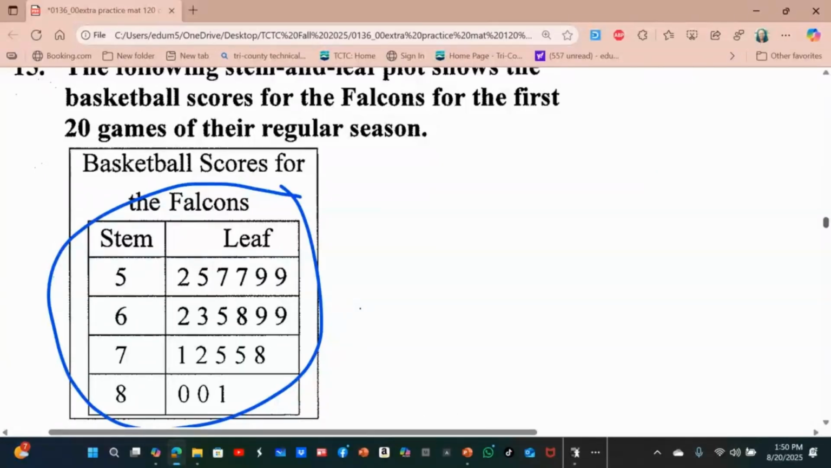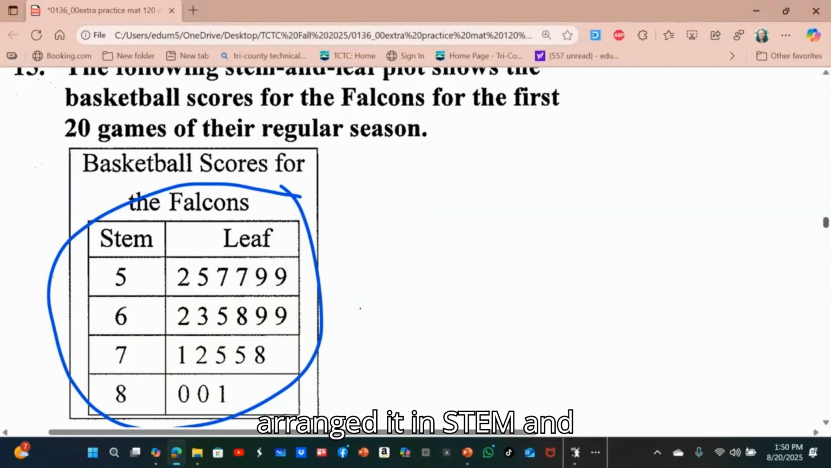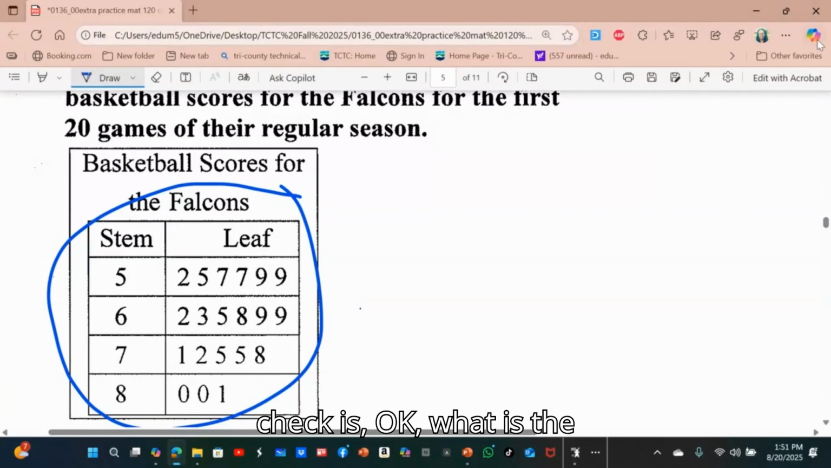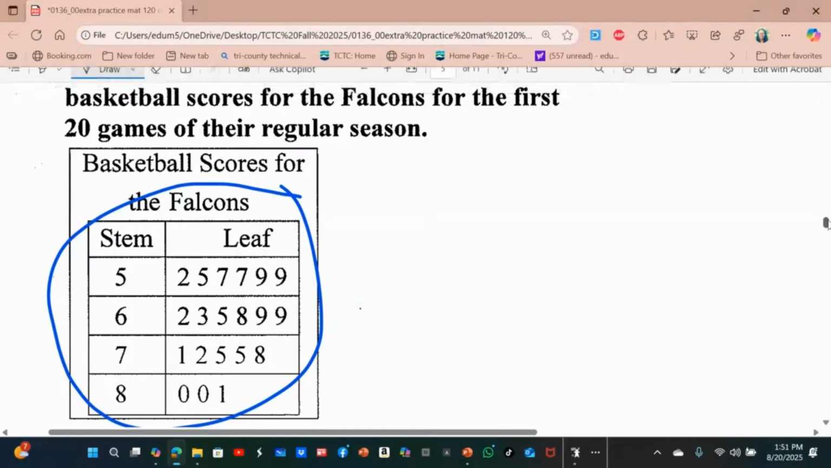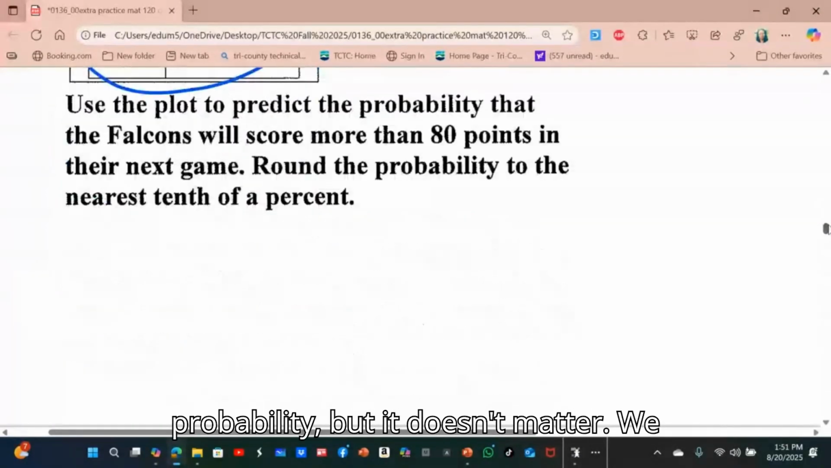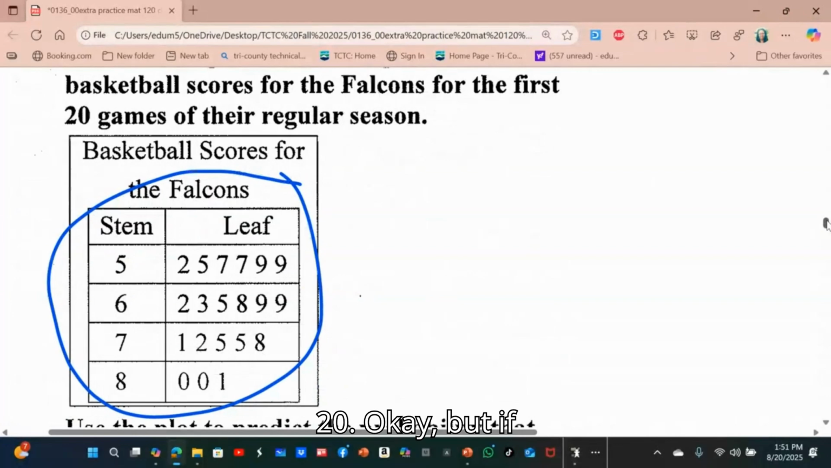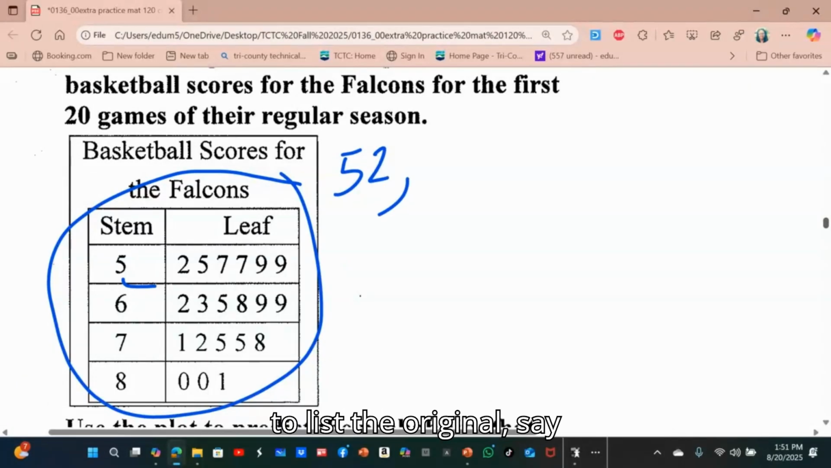The question could be, find the original number. Somebody has already arranged it in stem and leaf display. So all you need to check is, what is the legend? What is their formula? What did they do? We are already told there are 20. If you're told to list the original numbers, this is 52.